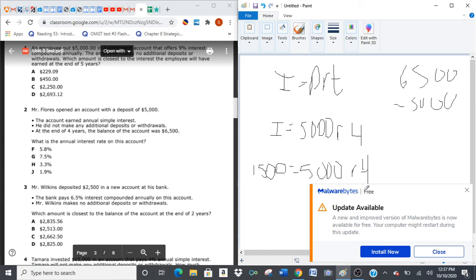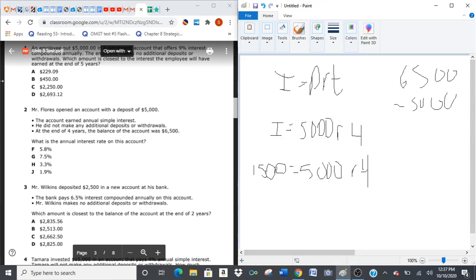Alright, I'm back. Sorry about that. So, next we have 1,500 equals 5,000 R4. So, this basically turns into solving for R. Just like solving an equation to get R by itself, these are like terms, so we're going to have to multiply. So 5,000 times 4 equals 20,000. So now we have, let me back that up. Now we have 1,500 equals 20,000 R.